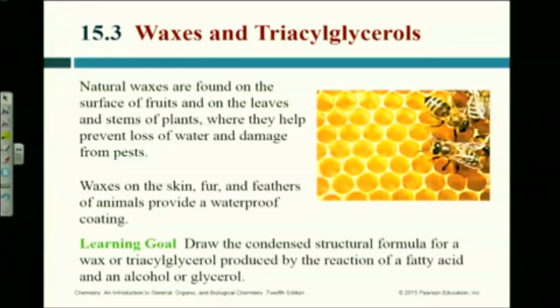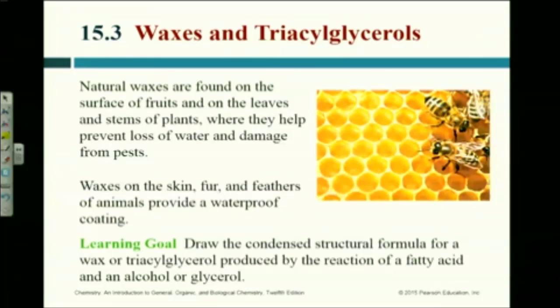So anybody ever seen a really shiny plant leaf? If you go over and touch it, it feels kind of waxy, right? Almost like a candle, right? There are some plants where you can go scratch them and you can see the wax on the leaf. Okay, so this is beeswax, another example, right? They produce this as a structural thing, right?